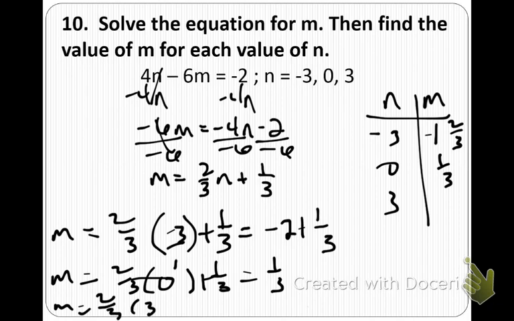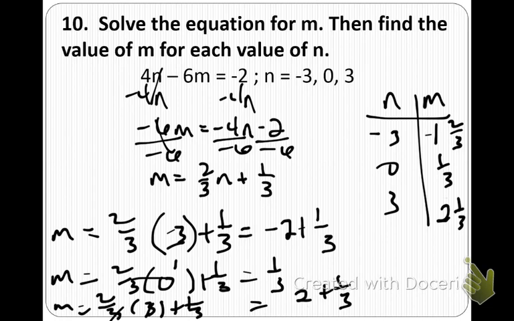Two-thirds times 3 plus 1/3. Very, very bottom down there, nice and cut off. 3 times 2 is 6, divided by 3 is 2. So you're left with 2 plus 1/3, or 2 1/3. Not 21/3. 2 1/3. Some fraction math there. Okay?